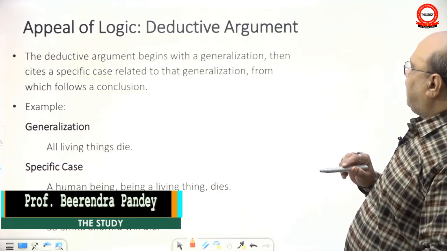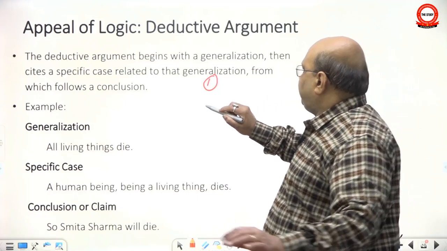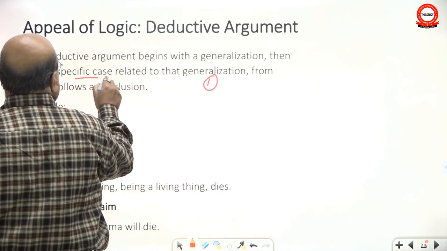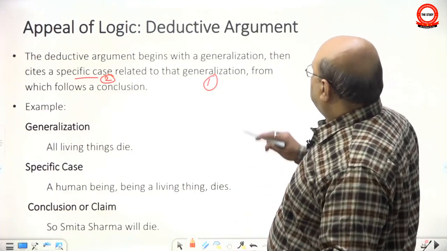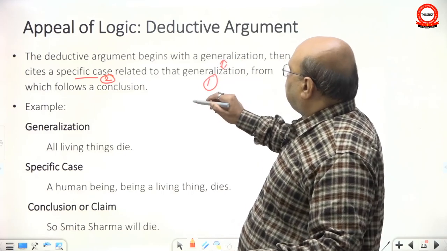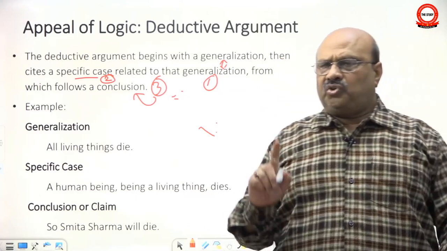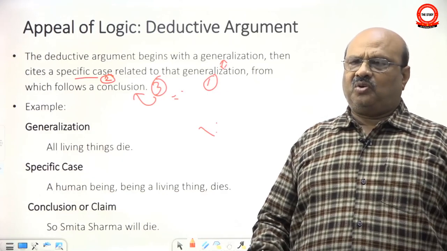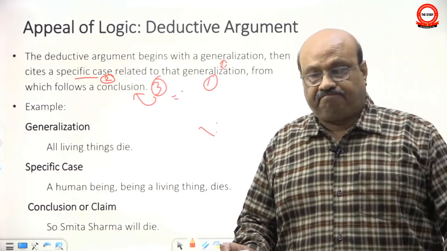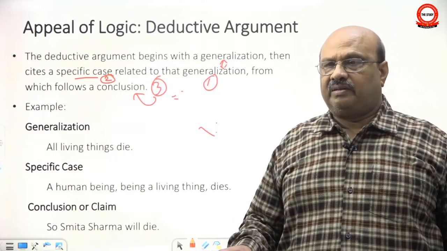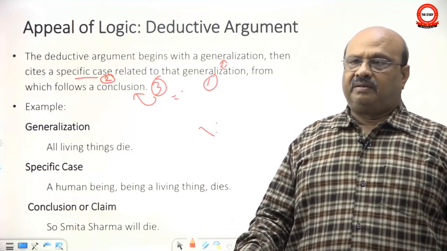See, in deductive logic, there are three things. One is the generalization. Second is a specific case. And this generalization, this is also a generalization, and this is third, the conclusion. So your conclusion is your claim. For example, here, the claim is, Smita Sharma will die. Suppose Smita Sharma is your colleague. When I say she is your colleague, her age may be in the mid-20s.